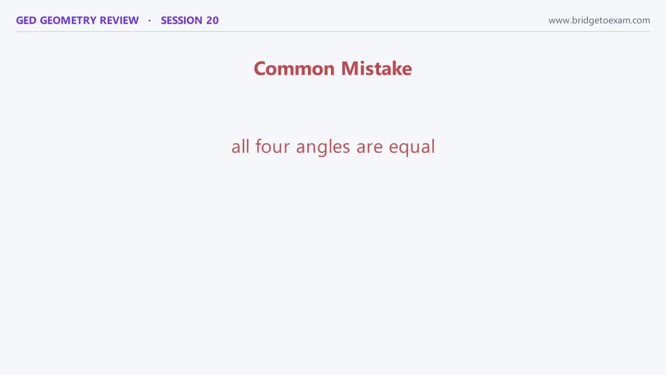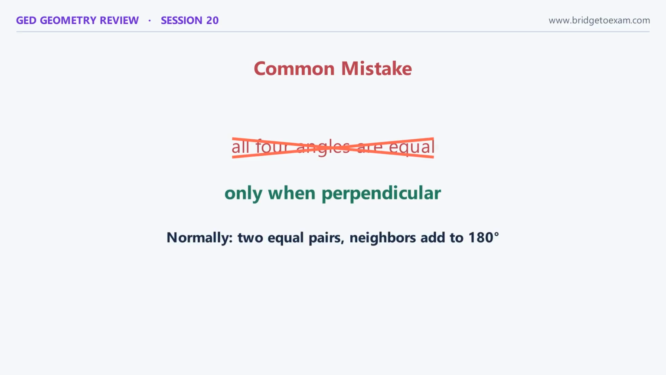The common mistake is assuming all four angles are equal. That only happens when the lines are perpendicular. Normally, you have two equal pairs, and neighbors are supplementary, not equal.